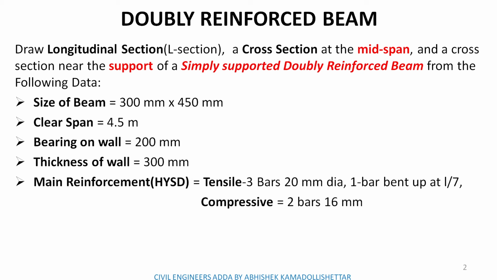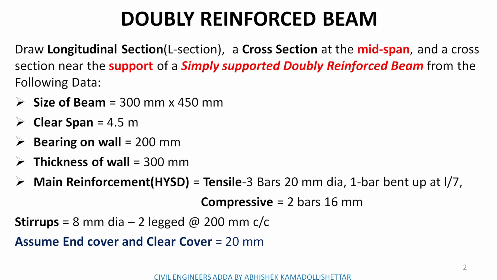Since it is a doubly reinforced beam, we get tensile and compressive: compressive 2 bars of 16 mm dia. Stirrups 8 mm dia, 2 legged vertical stirrups at 200 mm center to center. Assume end cover and clear cover as 20 mm. So prepare the bar bending schedule.